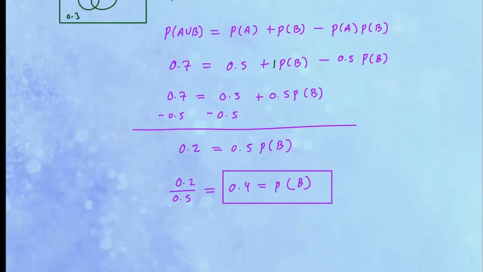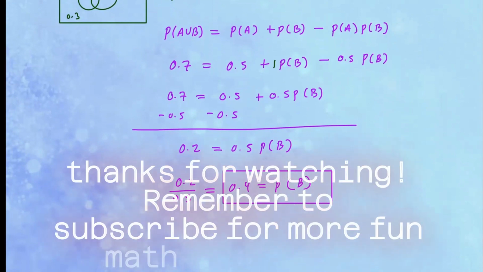All right, so you see how the probability of B can change if the events are mutually exclusive versus being independent. I hope this helped you understand the problem.